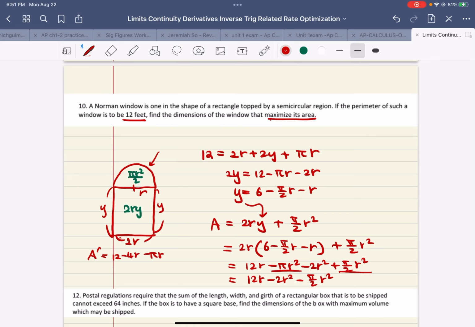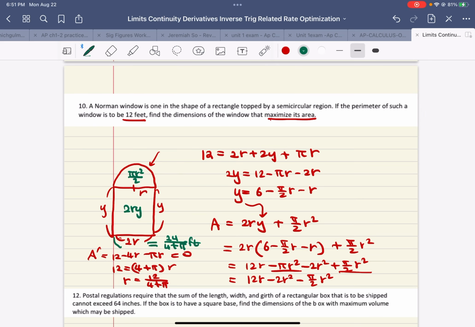Now set it equal to 0 to find the critical value. So 12 equals 4 plus pi times r. So r is 12 over 4 plus pi. So the dimension on the bottom, right here, that's 2r. So 2r is basically 24 over 4 plus pi feet. That's the dimension on the bottom.